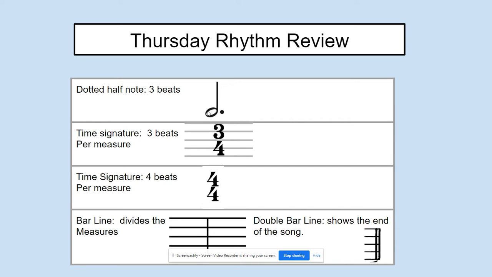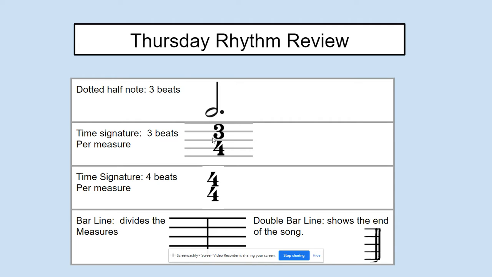This is a half note. A half note gets 2 beats, and the dot behind it gets half of 2. So think to yourself, what is half of 2? It's 1. So what's 2 plus 1? 3. So a dotted half note gets 3 beats.